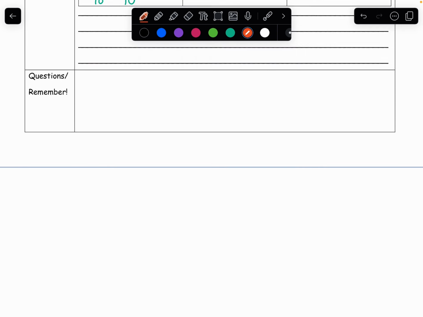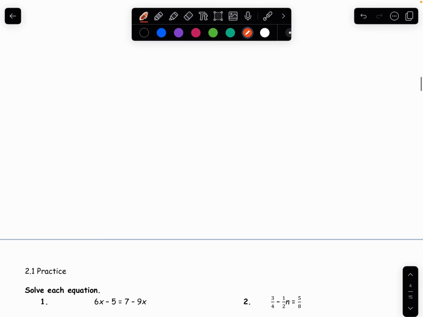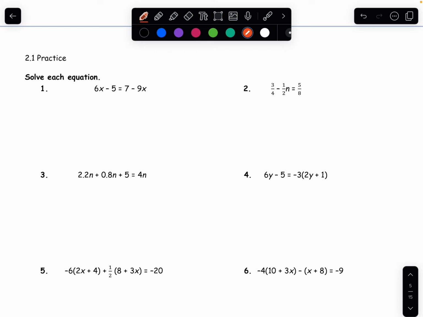What you're going to do now is on this page, you're going to do the practice. You should have all the skills to do it. I believe in you. If you have questions, come to class with them. Thank you.